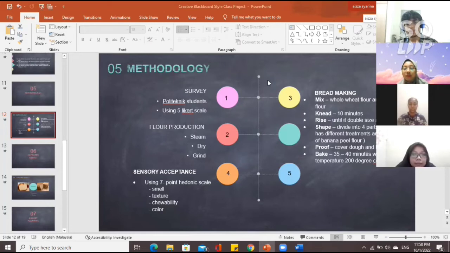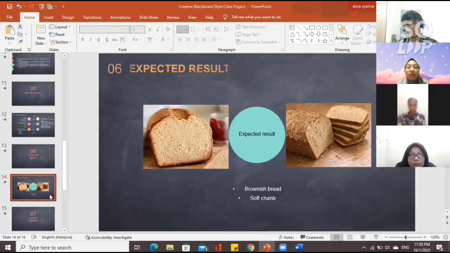So for proofing, we cover it and let it rise, and then bake it for 30 to 40 minutes at a temperature of 200 degrees Celsius. So for the expected result, the bread will be brownish and have a soft crumb. So I will pass the slide to Aimi to explain about budget planning and the Gantt chart.